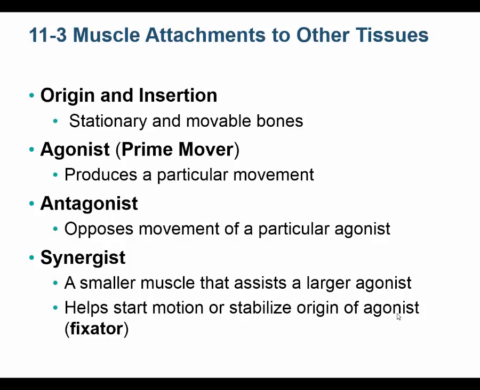Think of a baseball pitcher. He throws the baseball. He has to stabilize his scapula. If he didn't stabilize his scapula and his scapula was flopping all over the place as he was pitching, he certainly would have a very difficult time hitting the strike zone. So we have these stabilizing or fixator muscles that hold bones stationary.